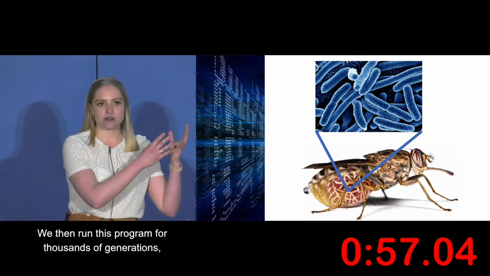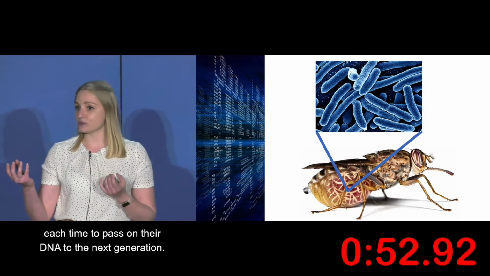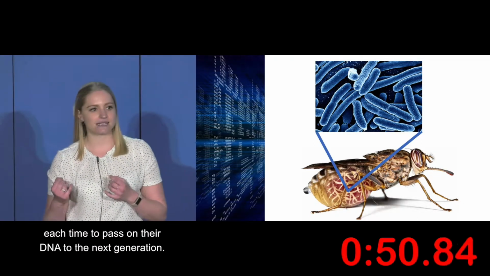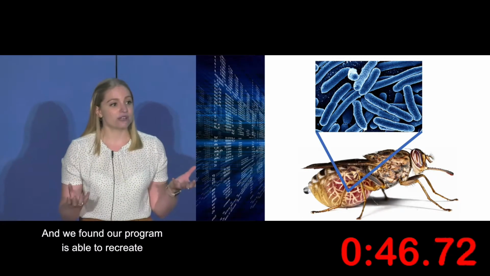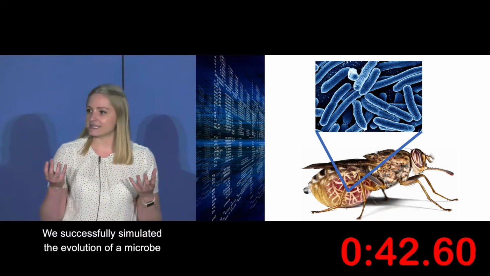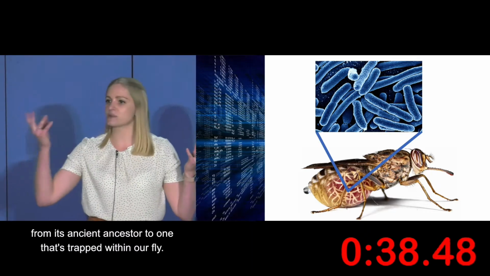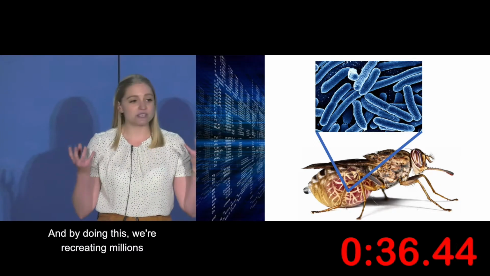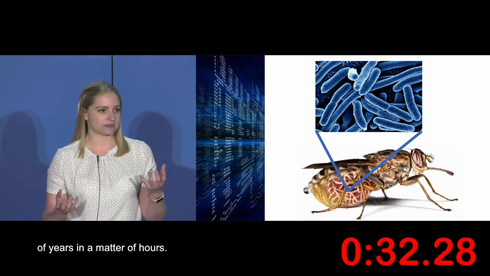We then run this program for thousands of generations, selecting a number of successful individuals each time to pass on their DNA to the next generation. And we found that our program is able to recreate what we see in real life. We've successfully simulated the evolution of a microbe from its ancient ancestor to one that's trapped within our fly. And by doing this, we're recreating millions of years in a matter of hours.